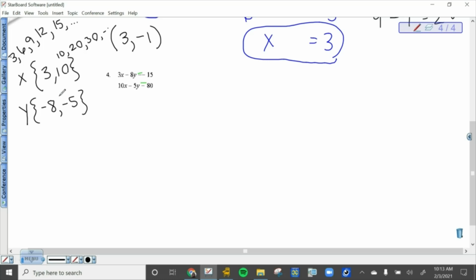Well, 10 times 3. That's what I wanted to get to. Now we look at the multiples of 10. We know 30 is divisible by 10, right? Okay, so let's use 30. That's what we're trying to get to.